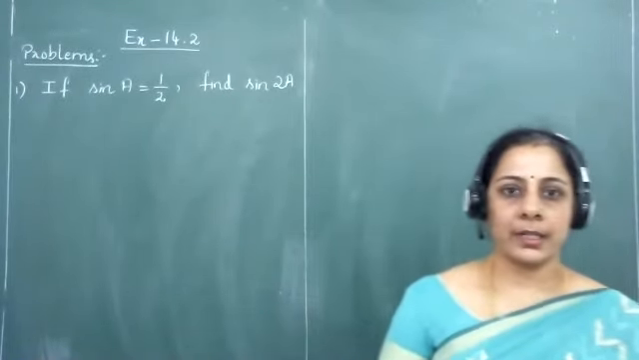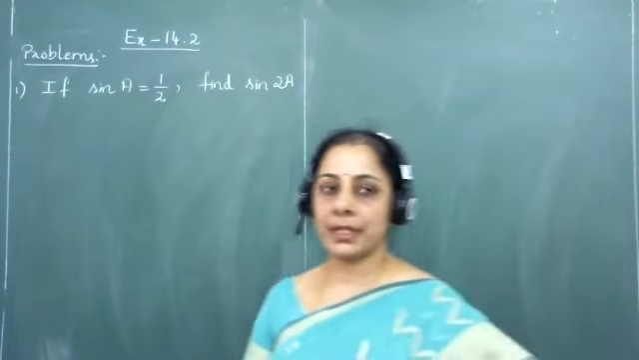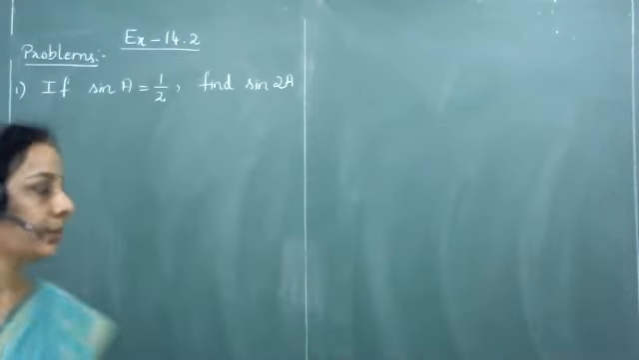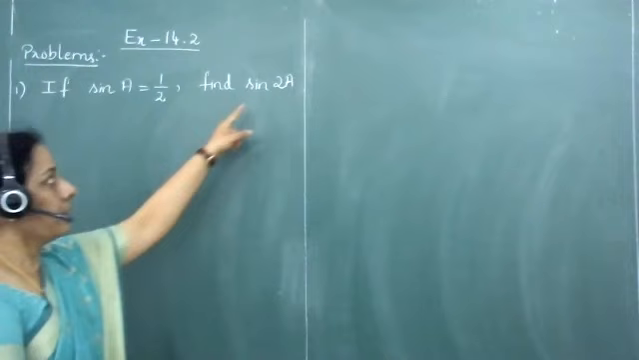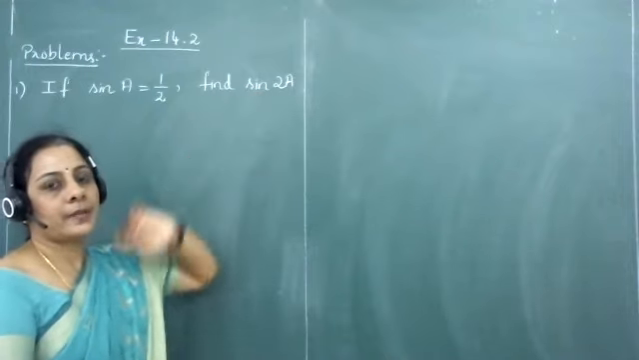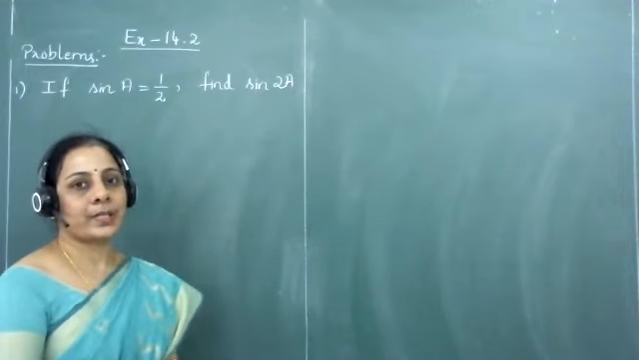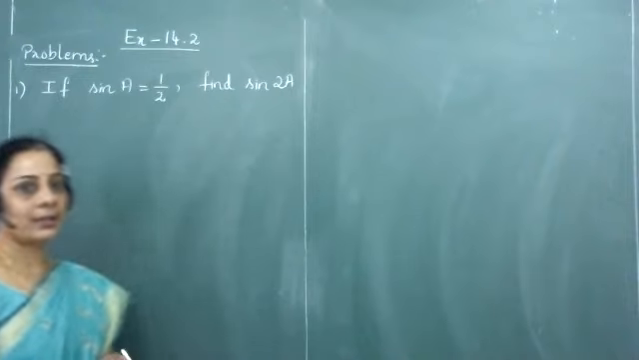So, problems related to multiple angles. Let us see the first question here. If sin A equals 1 by 2, then find the value of sin 2A. We shall recall the formula of sin 2A as 2 sin A into cos A.